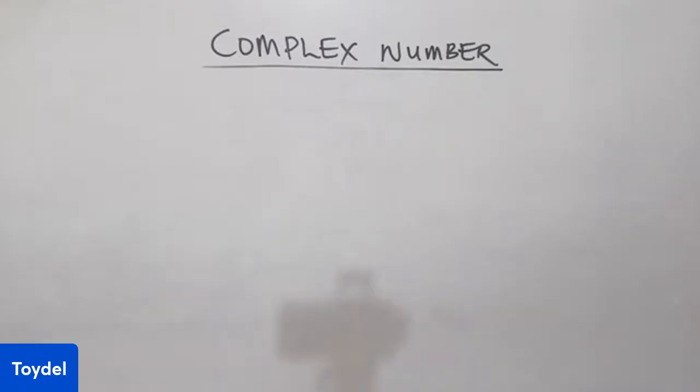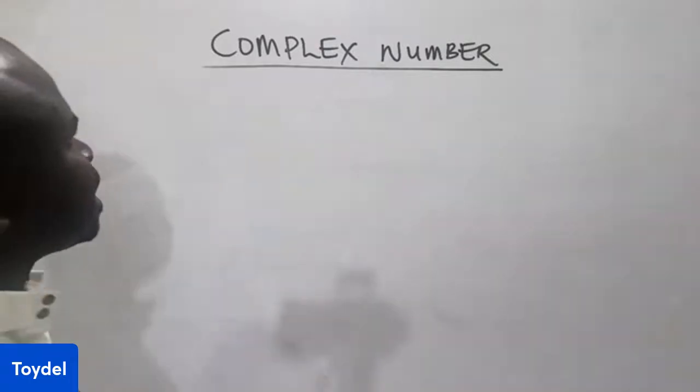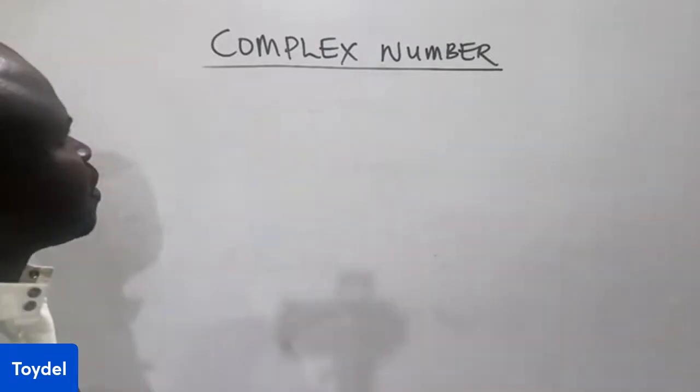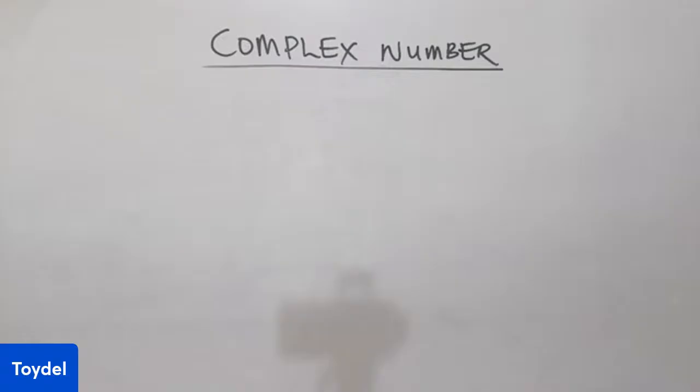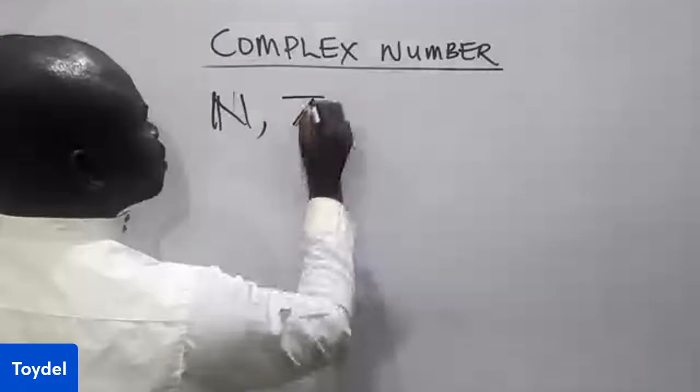So we know that we have introduced six sets of numbers, starting from the natural numbers, which is the first set of numbers. These are positive counting numbers. We have the integers. This consists of positive, 0, and negative whole numbers.